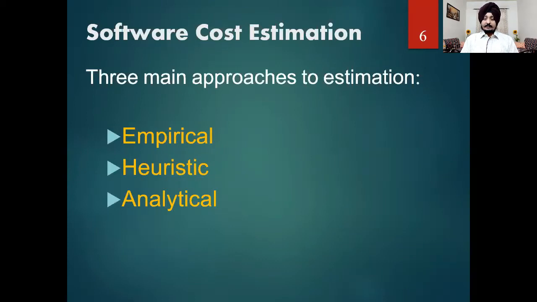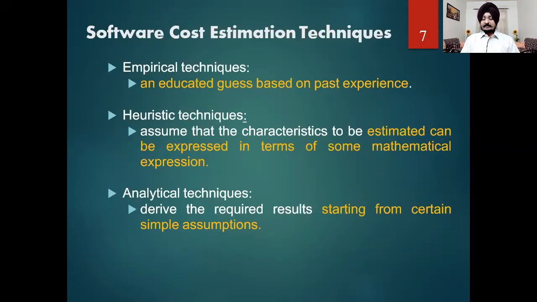Then we have different approaches to do this cost estimation. We have empirical models, we have heuristic approaches, we have analytical models. One by one we will see what these models are. Empirical techniques are based on educated guesses based upon your past experiences. Heuristic techniques are more appropriate. They estimate based on some mathematical models. And analytical techniques are based upon some analytical models. No doubt they are also very vital, but we basically rely on heuristic techniques because they give the optimal results.